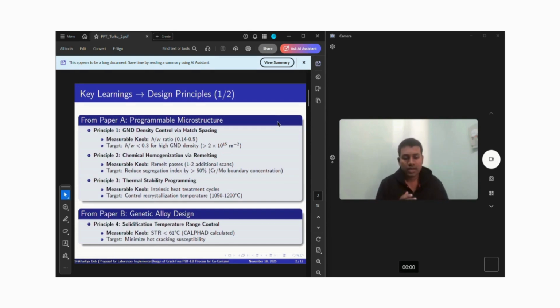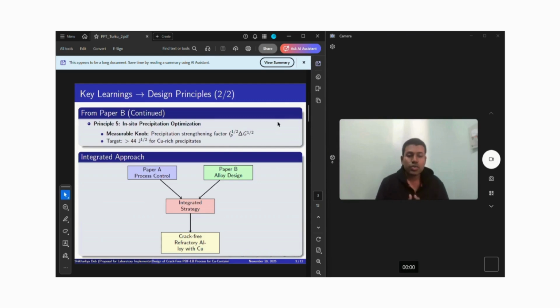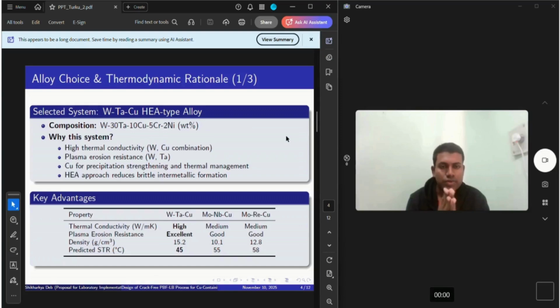making the best compositions create new ones and repeating for multiple generations. The fifth principle includes the in situ precipitation optimization, which is nothing but the product of the volume fraction of precipitates and the driving force. They tested for 17-4 precipitation hardened stainless steel, where the precipitation strengthening factor was 44 joule to the power half. So they tried to optimize the composition to a value less than 44 joule to the power half. We chose tungsten, tantalum, and copper.